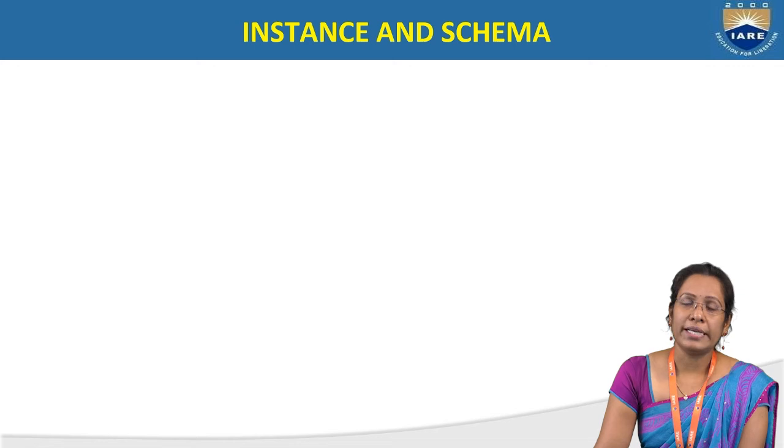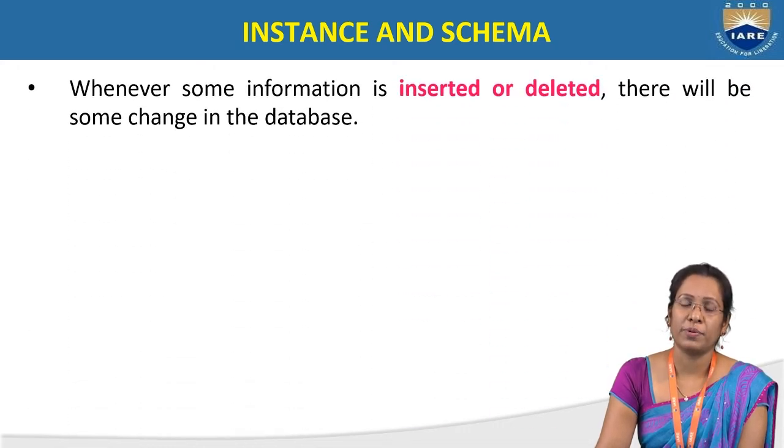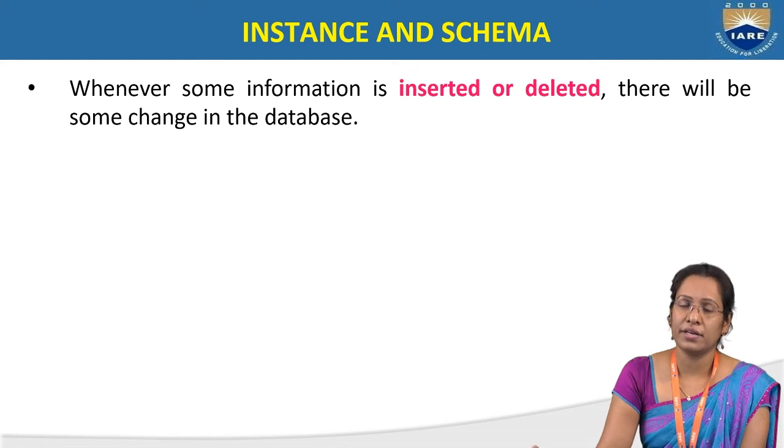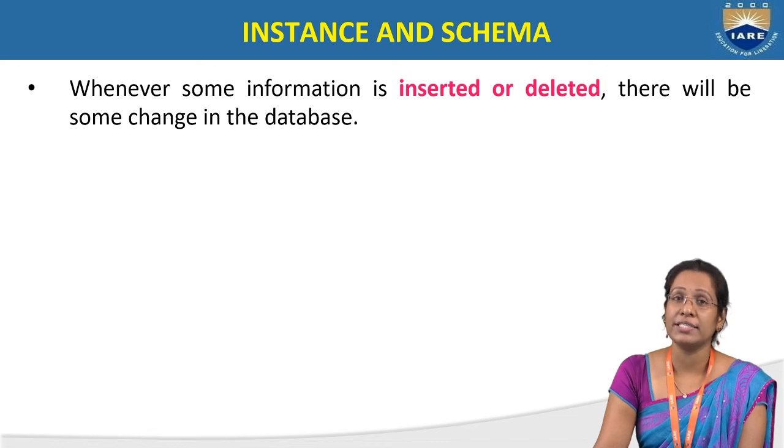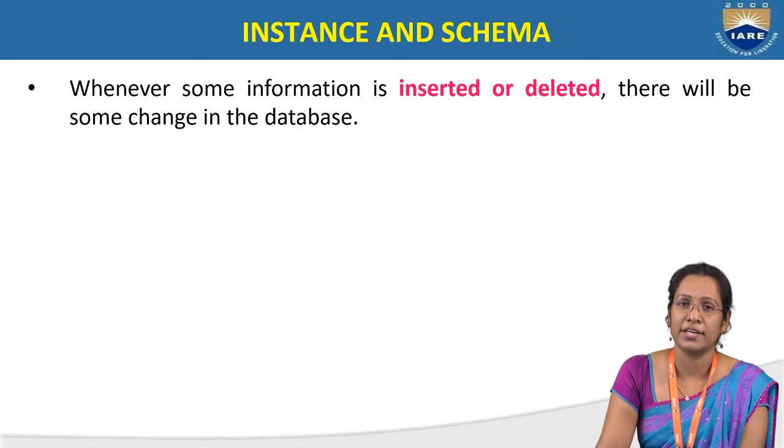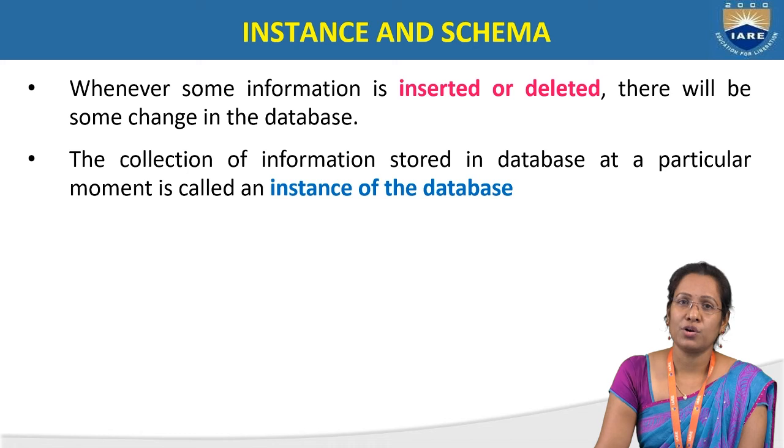Now next, we will learn what is an instance and what is a schema. Before going to instance and schema, whenever we perform any type of operation on the database, it may be insertion, creation, deletion, or updation, the data may change, so there may be some change in the database. So what is an instance? The collection of information stored in a database at a particular moment is called an instance of the database. And what is a schema?